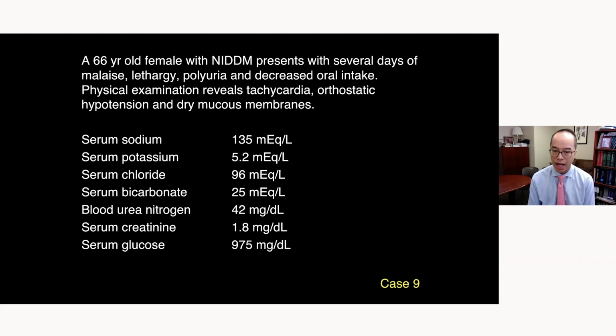Okay, and now for something different. A 66-year-old female with non-insulin dependent diabetes presents with several days of malaise, lethargy, polyuria, and decreased oral intake. Physical exam reveals tachycardia, orthostatic hypotension, dry mucous membranes, and you can see that her serum potassium is 5.2, bicarb is 25, creatinine is 1.8, serum glucose is 975.